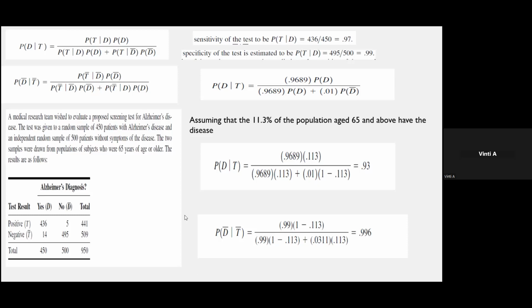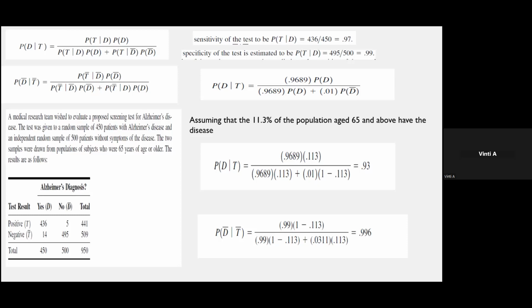A medical research team wished to evaluate a proposed screening test for Alzheimer's. The test was given to a random sample of 450 patients with Alzheimer's disease and an independent sample of 500 patients. So in total we had a sample of 950, of which 450 had Alzheimer's and 500 did not. All these populations, because you need to compare apples to apples and oranges to oranges, were 65 years and older.